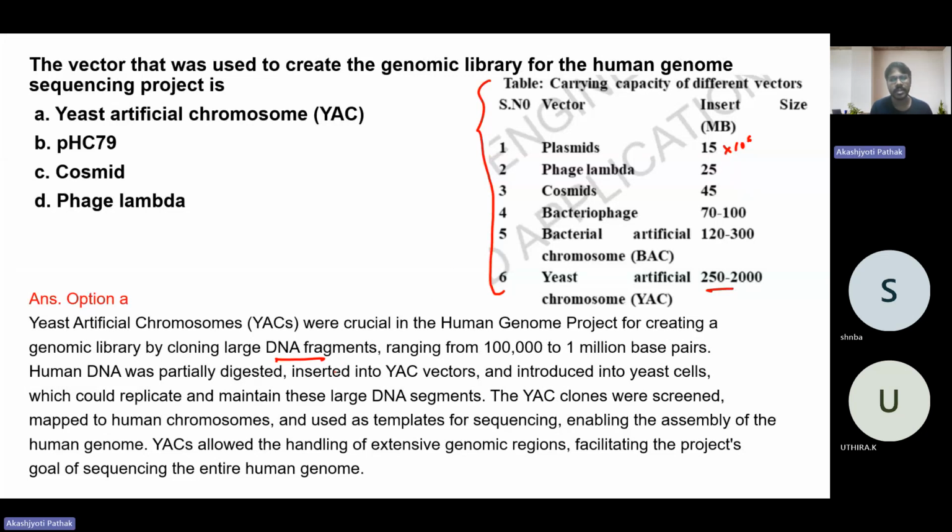So the yeast artificial chromosome clones were screened, mapped to human chromosomes, and used as templates for sequencing, enabling the assembly of the human genome. The yeast artificial chromosomes allow the handling of extensive genomic regions, facilitating the project's goal of sequencing the entire human genome. Because you see here that you can clone large fragments of DNA inside a yeast artificial chromosome, from 250 to 2000 kilobase pairs.